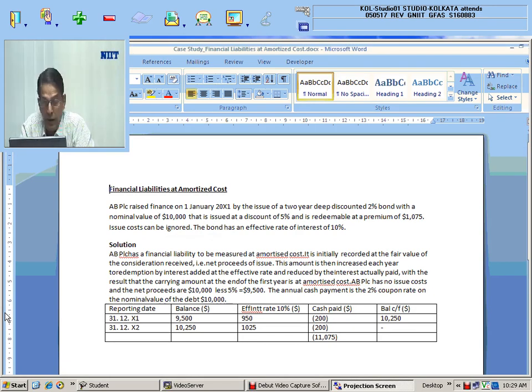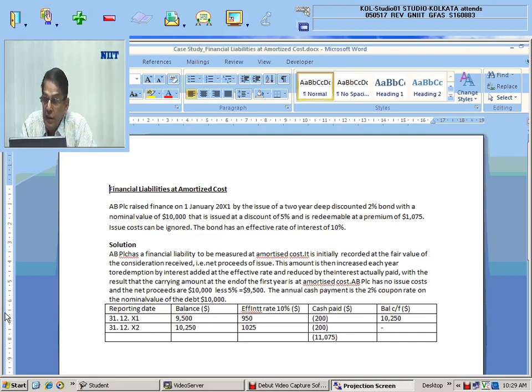Is that clear, Faisal? The first year's calculation, is it clear to you? How we arrived at the number 10,250? That is the amortized cost at the end of the first year. Now this amortized cost will be used again in the second year to calculate the interest on that bond. So 10% on 10,250 gives you 1,025.